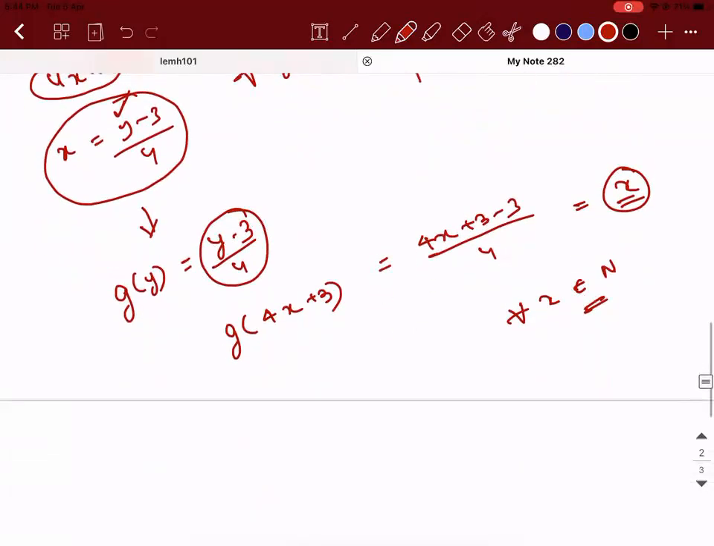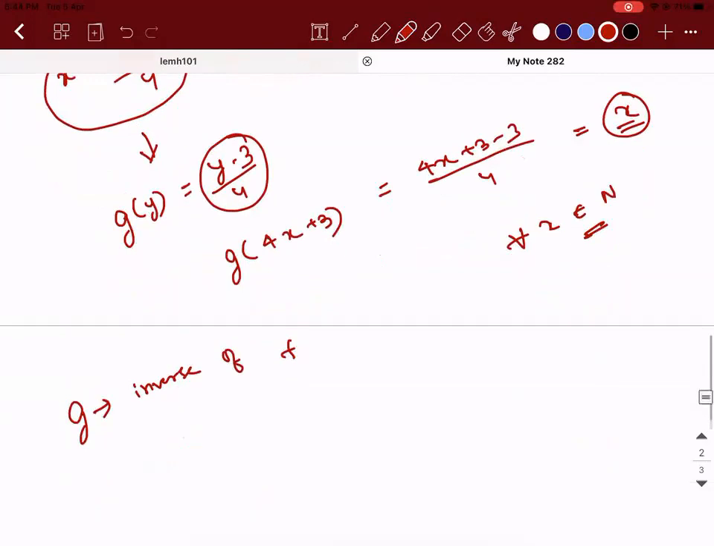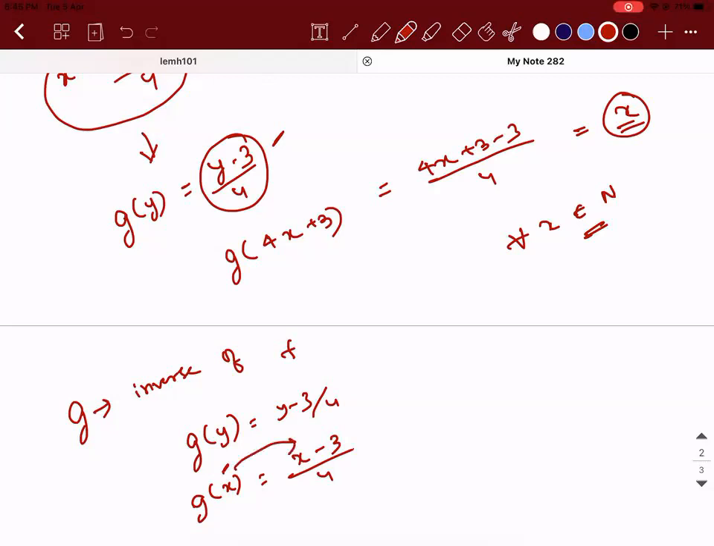So if this exists, then I can say g is the inverse of f. When g of y is y minus 3 by 4, what will g of x be? Try to understand. In the place of y, I am replacing it with x. So g of x is x minus 3 divided by 4, and this is what is called f inverse of x.